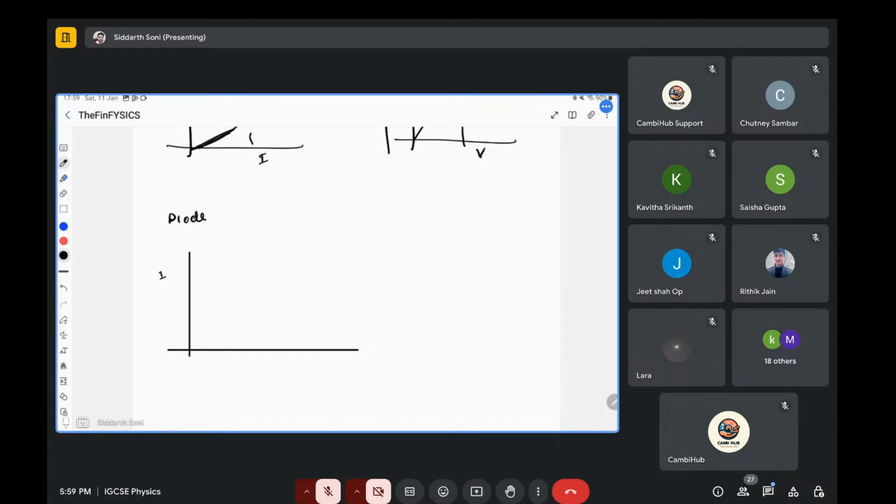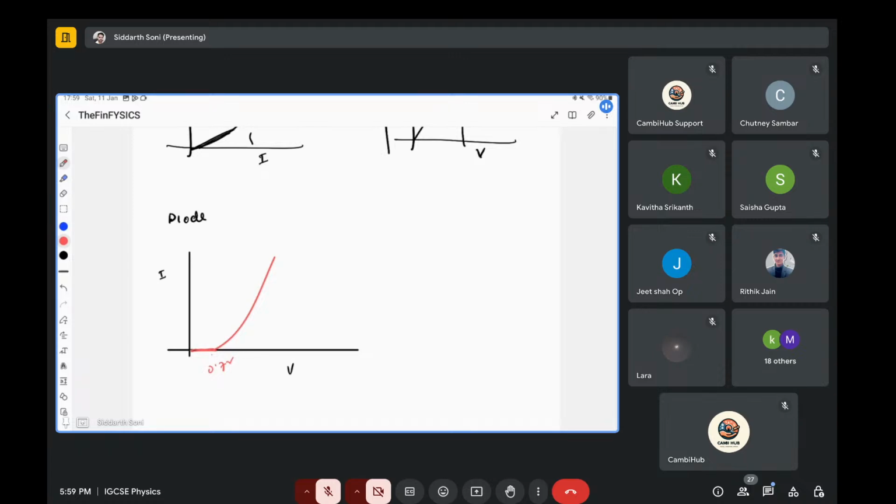Okay, so diode, the IV graph: for some voltage, the diode will not work. Normally, it's set to be 0.7 volt. You don't need to remember the value. But after 0.7 volt, the current increases exponentially. This is what you need to know for diodes.